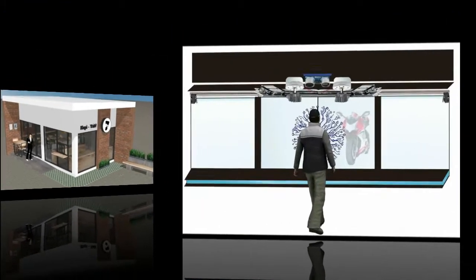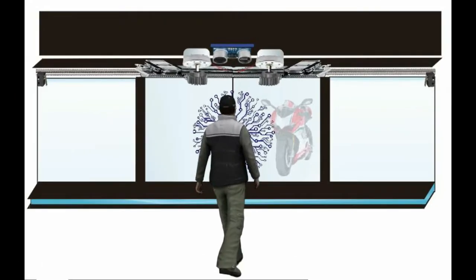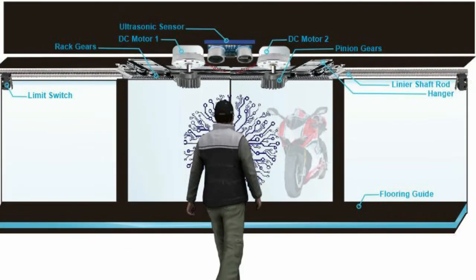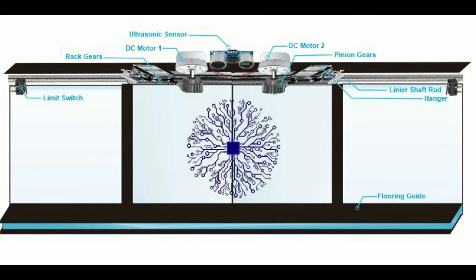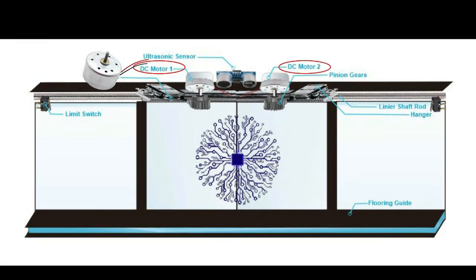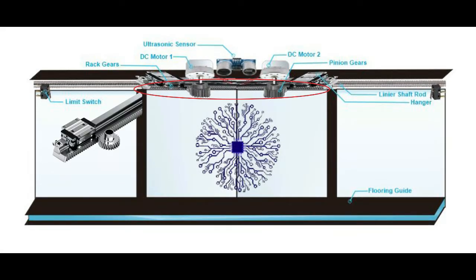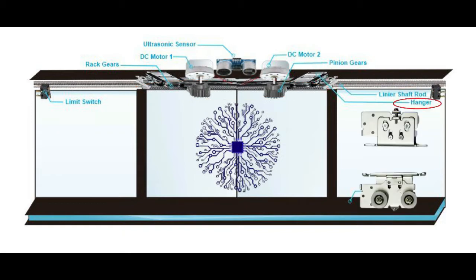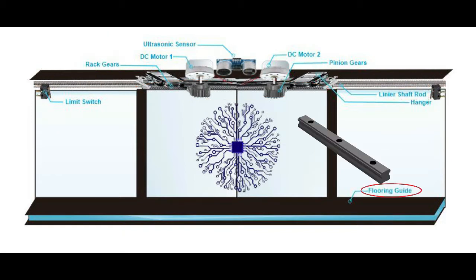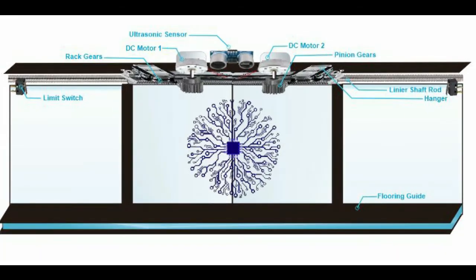Okay, this is an illustration of how the design of the door drive mechanical system is applied. In the motion mechanism of this automatic door, the drive system that works consists of several components as follows. Two sensor components for outdoor and indoor, two DC motors for a pair of rack and pinion gears, one linear shaft, two hangers, two pairs of limit switches and a floor-mounted guide rail.